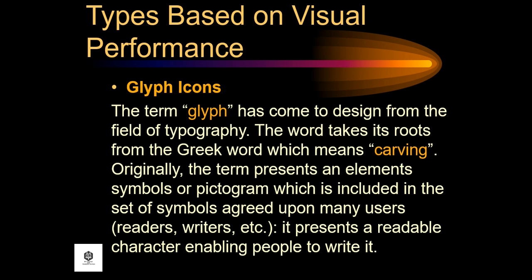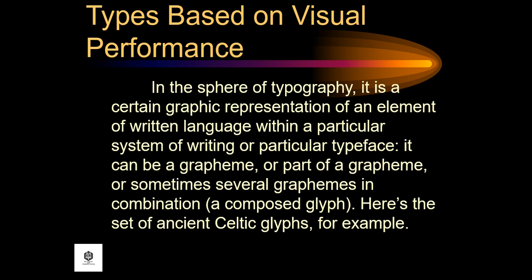First is the Glyph icons. The term glyph has come to design from the field of typography. The word takes its roots from the Greek word which means carving. Originally, the term presents an element, symbol or pictogram which is included in the set of symbols agreed upon by many users such as readers, writers, and so on. It presents a readable character, enabling people to write it. In the spirit of typography, it is a certain graphic representation of an element of written language within a particular system of writing or particular typeface. It can be a grapheme or part of a grapheme or sometimes several graphemes in combination, a composed glyph.